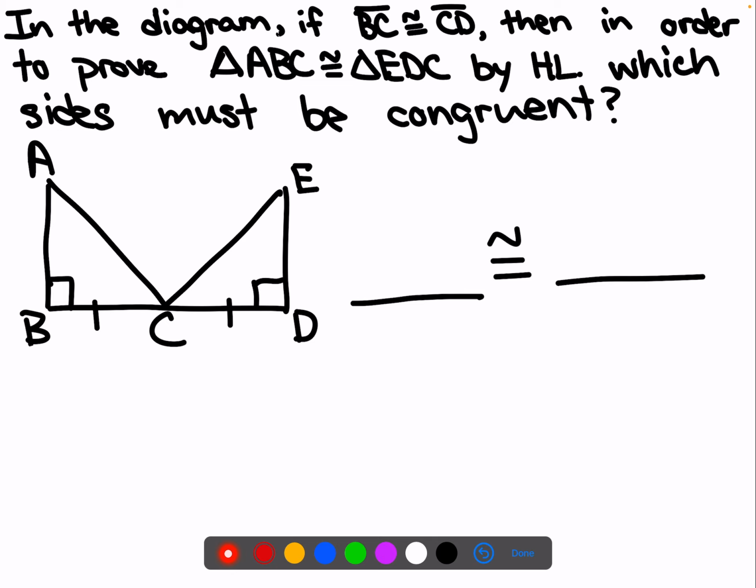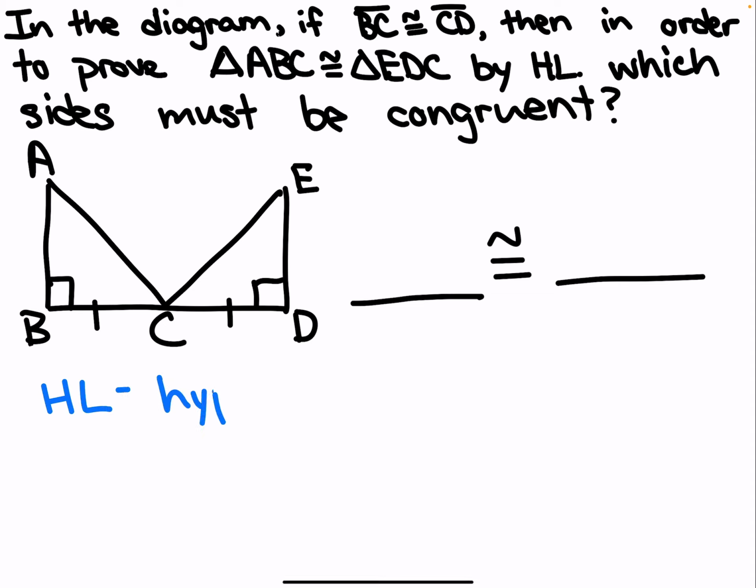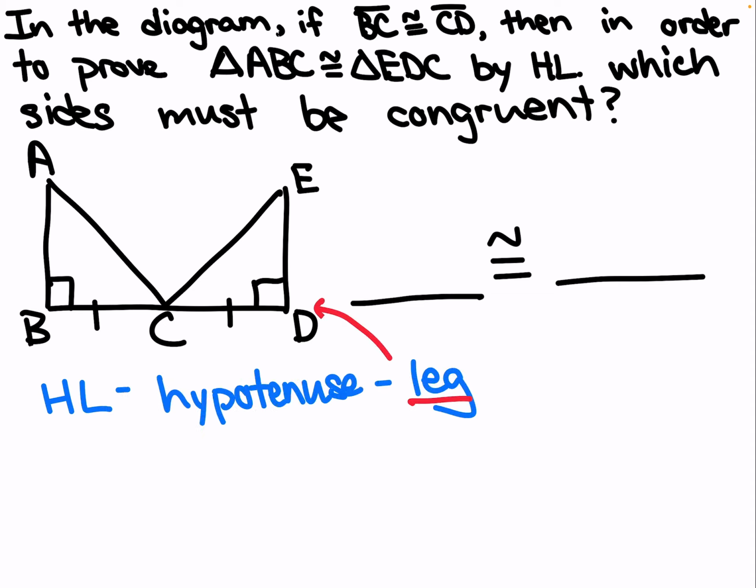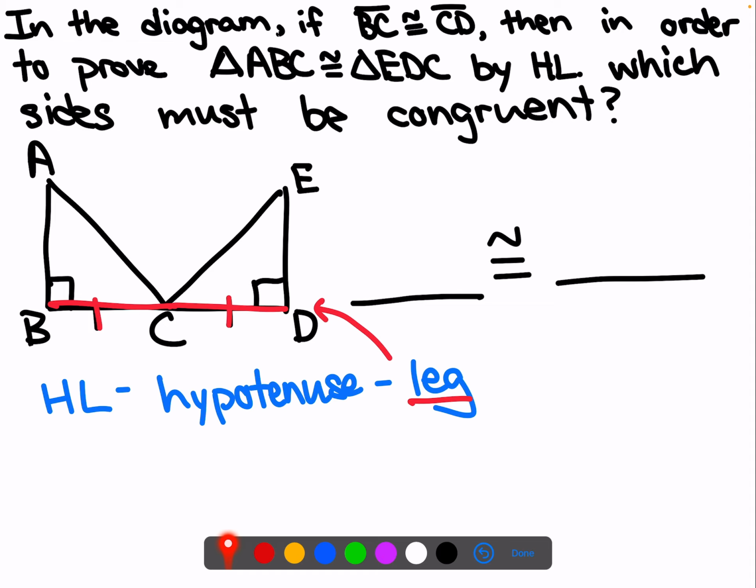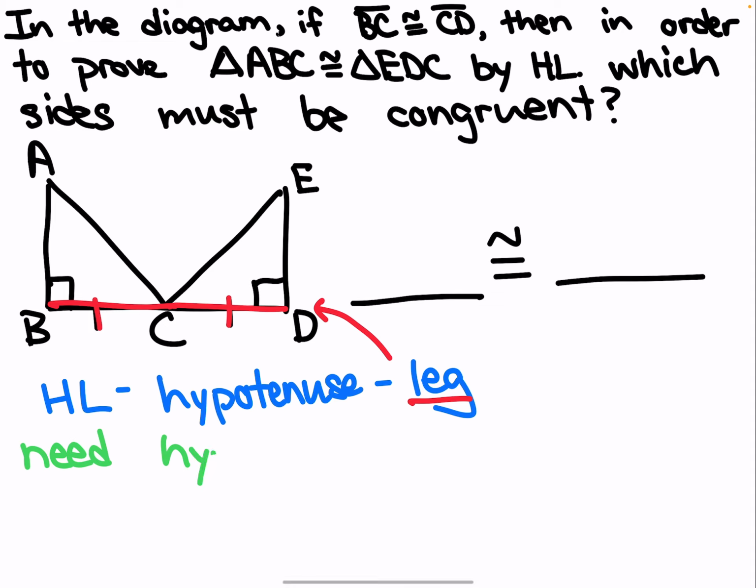In the diagram, if segment BC is congruent to segment CD, as we can see in the diagram, in order to prove that triangle ABC is congruent to triangle EDC by HL, which sides must be congruent? Well, HL is for hypotenuse leg. And looking at this, we already have a leg. We have BC and CD. Those are legs. We already have a right angle, so all we need is the hypotenuse.